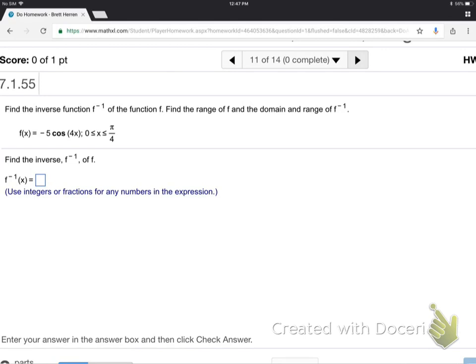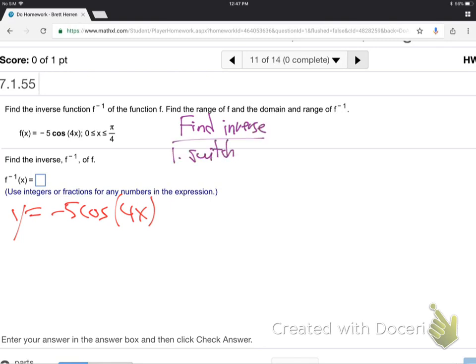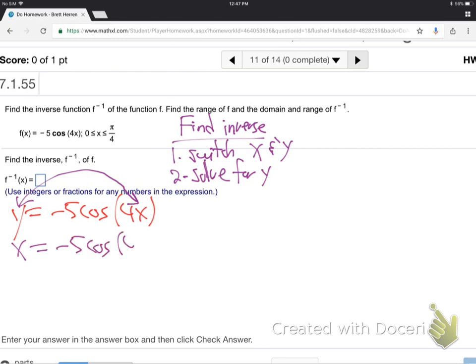Switch inputs and outputs. So this is y equals minus 5 cosine 4x. To find an inverse, number one, switch x and y. Number two, solve for y. So I'm going to switch these guys. Bonk, bonk. X goes here. Y goes there. Good first step. Switch x and y. That's what an inverse function means: an inverting of inputs and outputs, x's and y's. So now, step two, solve for y.